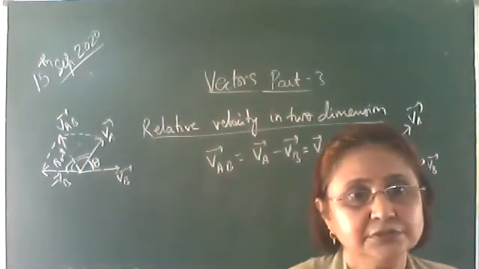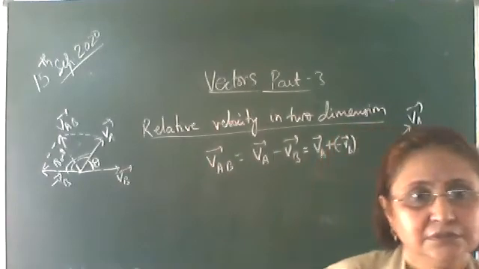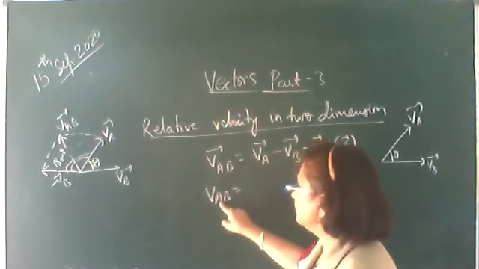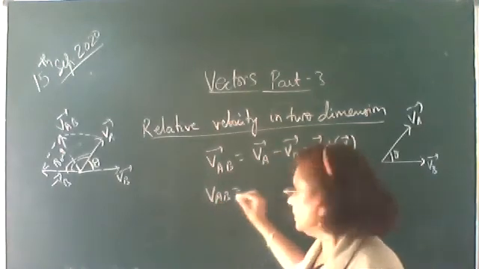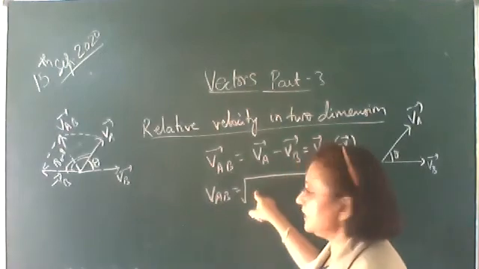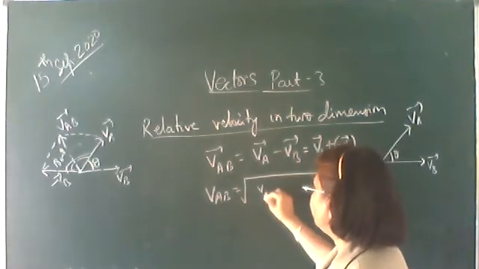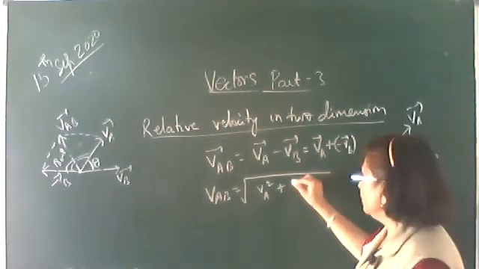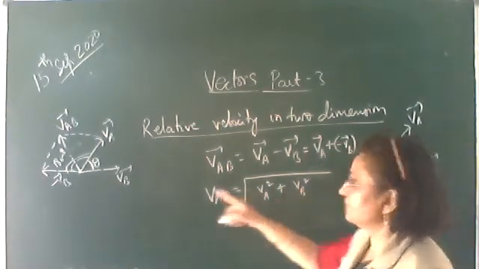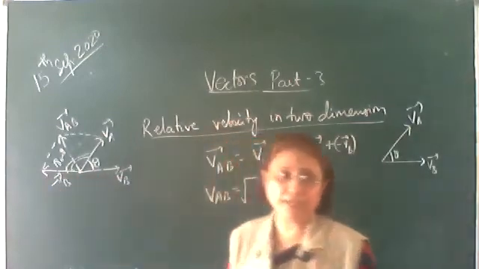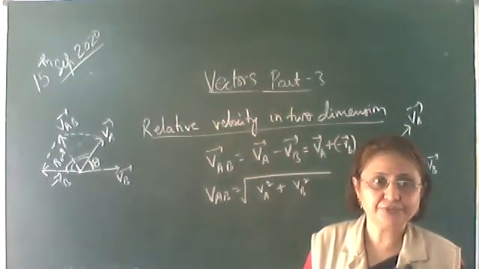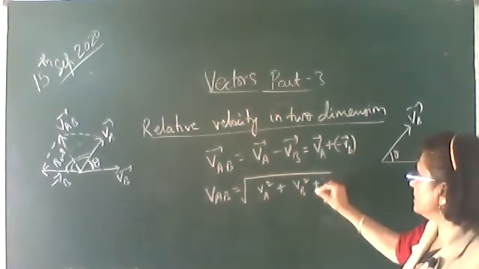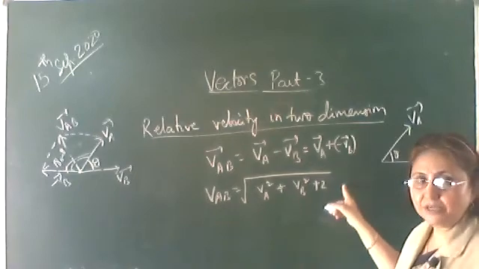Will you do it? VAB is equal to, this is the resultant, VAB. Under root A square. What is A over here? VA square plus B square, VB square. Okay, here we are taking only the length of the line. Don't write minus VB. Only the length of the line. Plus twice A into B cos theta.